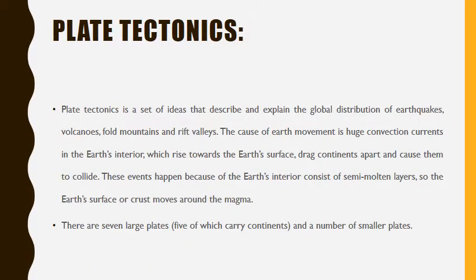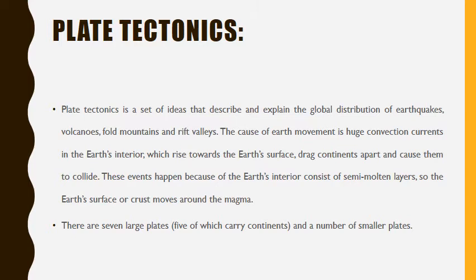Plate tectonics. Plate tectonics is a set of ideas that describe and explain the global distribution of earthquakes, volcanoes, fold mountains, and rift valleys. The cause of earth movement is huge convection currents in the earth's interior, which rise toward the earth's surface, drag continents apart, and cause them to collide. These events happen because the Earth's interior consists of semi-molten layers, so the Earth's surface or crust moves around the magma, which is lava.